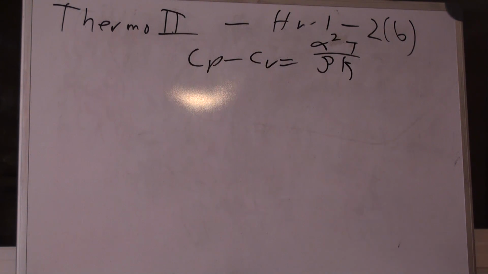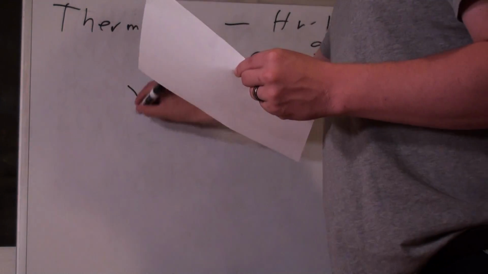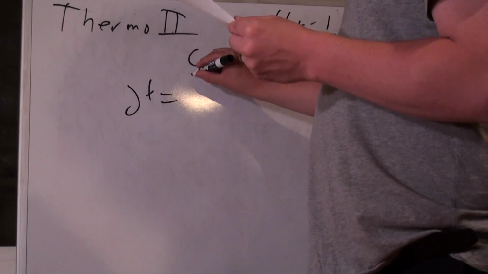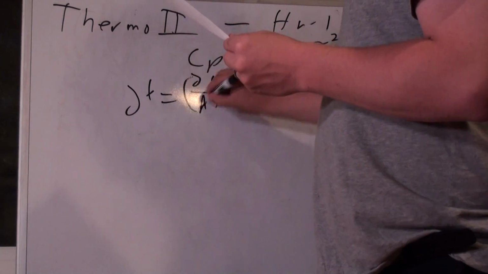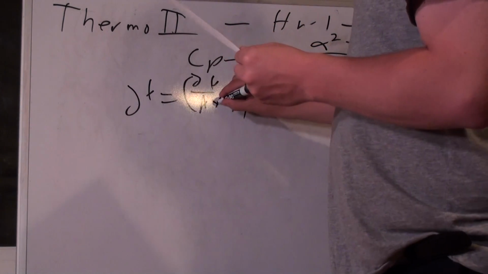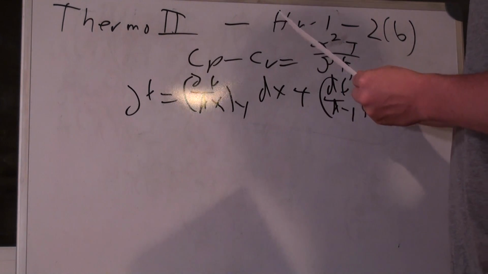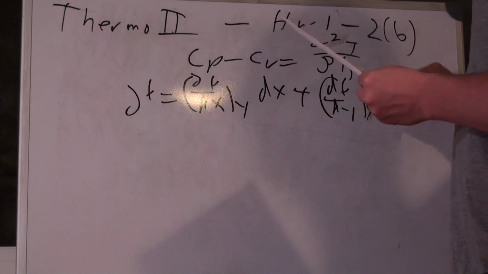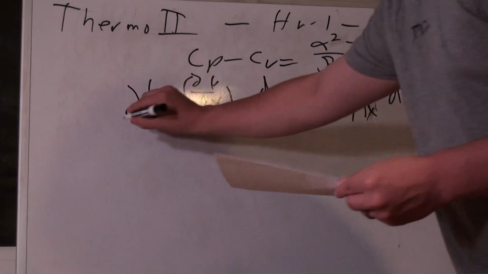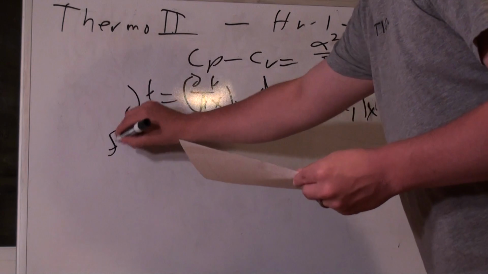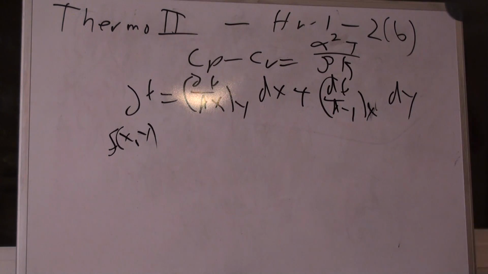So, what is the total differential? It says that df is equal to df dx at constant y dx plus df dy at constant x dy, where f is a function of x and y. Well, which one should I use? What should be f? What should be x? What should be y? I have no idea.